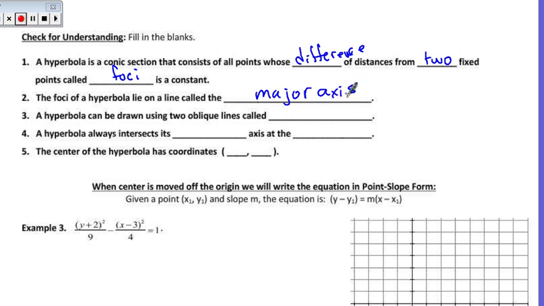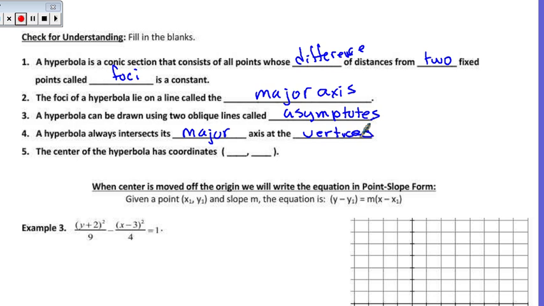The foci of a hyperbola lie on a line called the major axis. The hyperbola can be drawn using two oblique lines called asymptotes. And those are those lines that help us guide how the hyperbola is stretching. A hyperbola always intersects its major axis at the vertices.